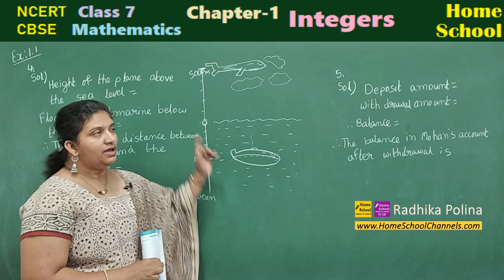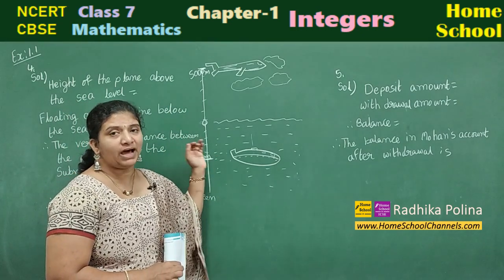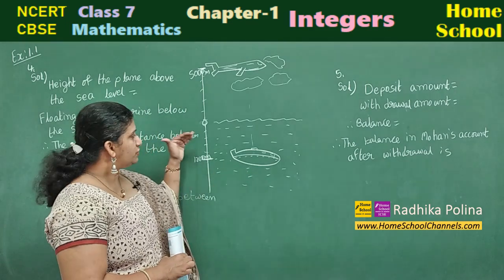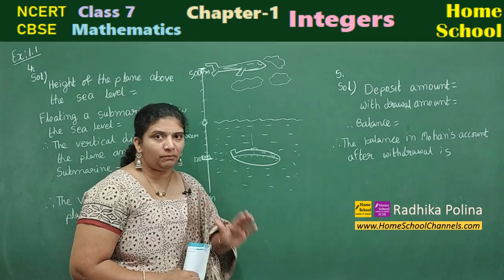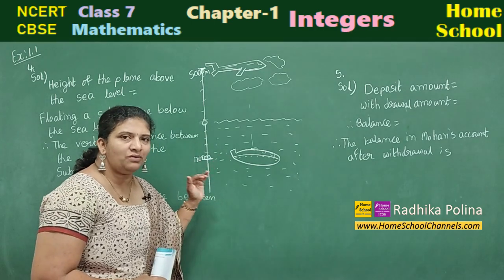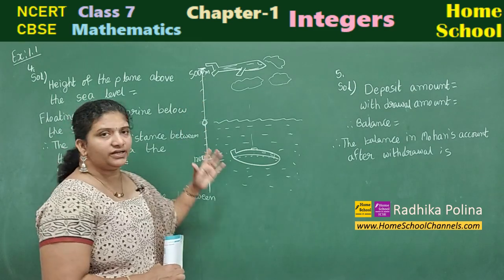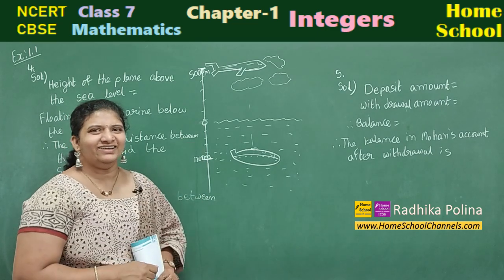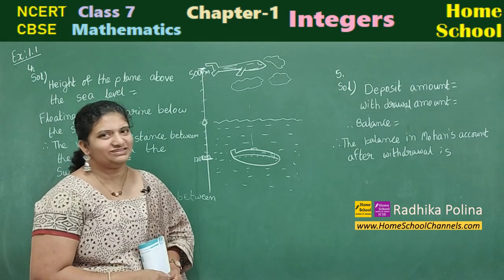Understand the question again. A plane is flying 5,000 meters above the sea level. And a submarine is floating 1200 meters below the sea level. At some particular point, the plane is just above the submarine. What is their vertical distance is your question. From here to here 5,000, from here to here it is 1200. What we need to do? We need to find the distance, which means add the values. That is 5,000 plus 1200 will give you the answer.